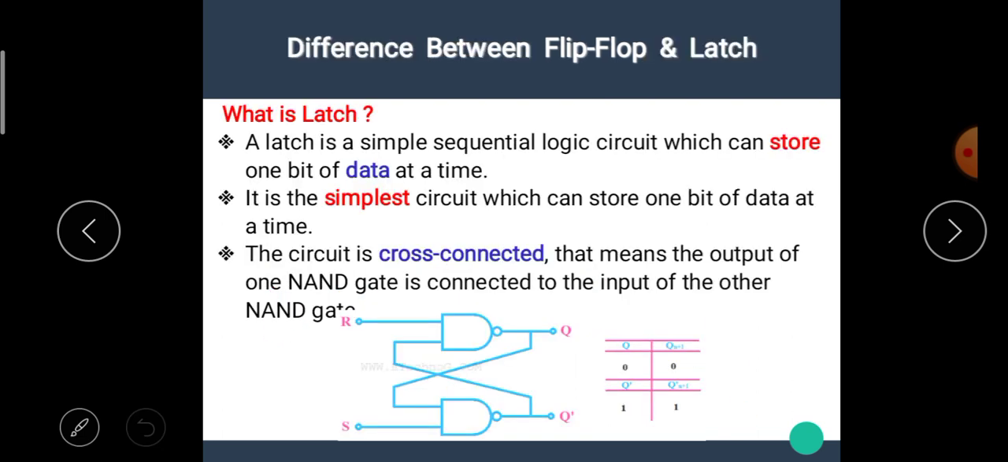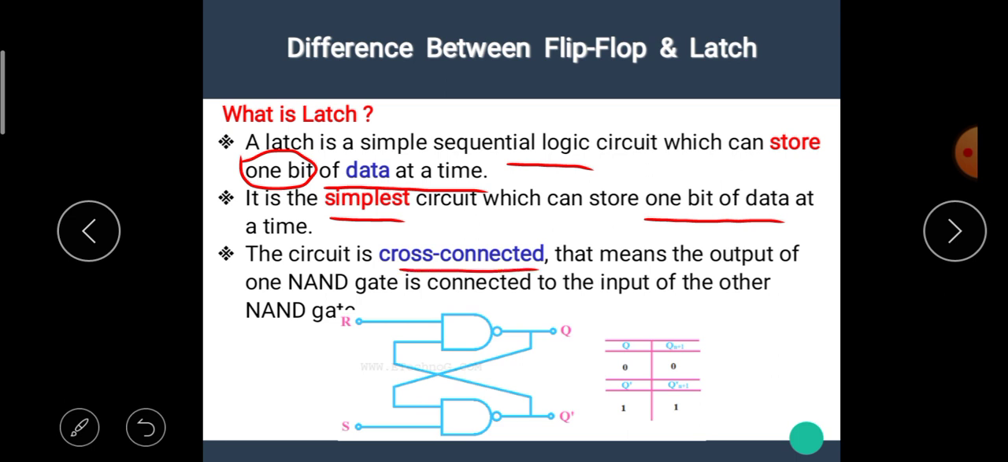Now let's see first the latch. What is the latch? A latch is a simple sequential logic circuit which can store one bit of data at a time. That means the latch is a simple sequential logic circuit which is used to store a single bit at a time. It is the simplest circuit which can store one bit of data at a time. The circuit is cross connected.